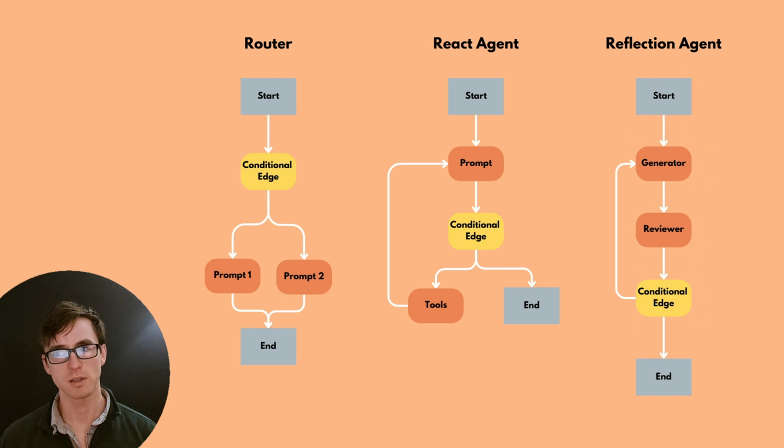It also supports the reflection pattern, which is where one language model is generating an output, and another is reviewing that output and identifying any mistakes, and passing feedback to the first to be able to correct them. Now that we've covered the theory, let's take a look at how we can build these architectures in code.